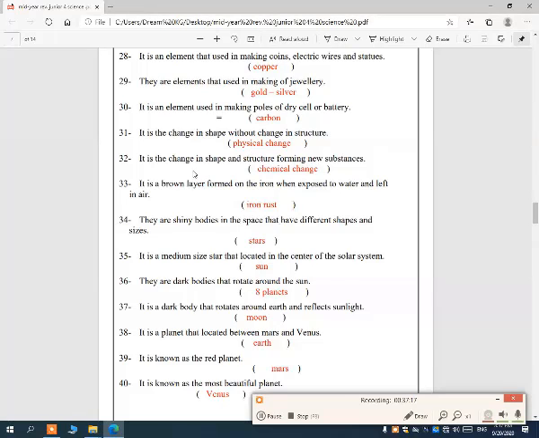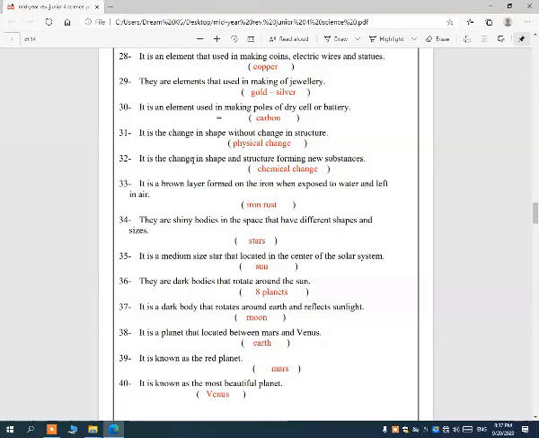Let's go to 32. It is a change in the shape and the structure, forming a new substance. It will be chemical change.